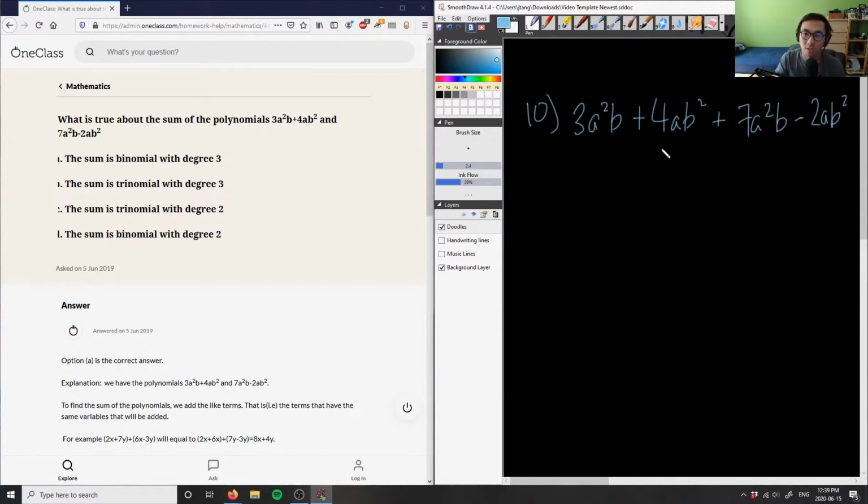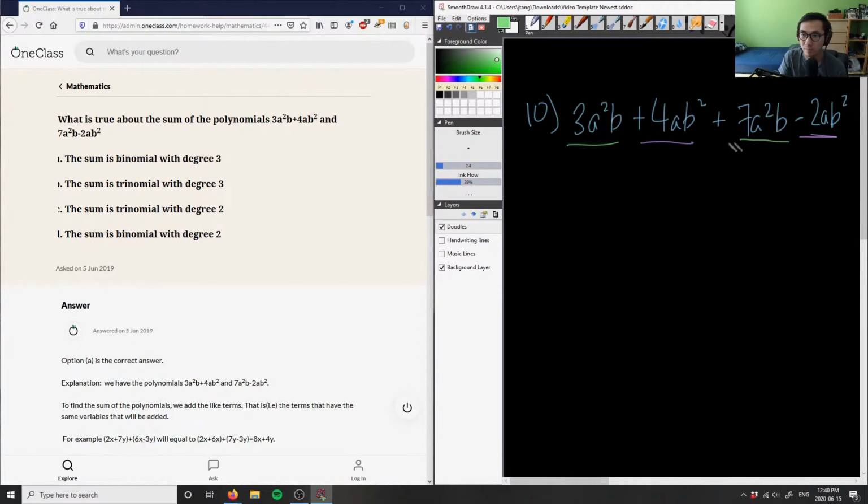So again, what we can do is we look at our common terms, right? We want to gather some like terms here. So as you can see, 3a squared b is a common term and 7a squared b is a common term. And I have 4ab squared and negative 2ab squared. So these are all common terms, like terms. So I'm going to gather them.